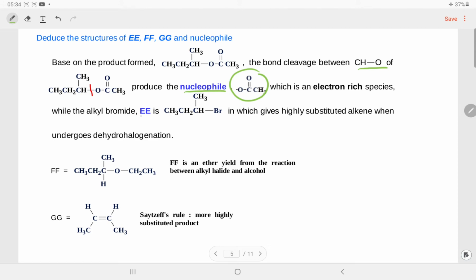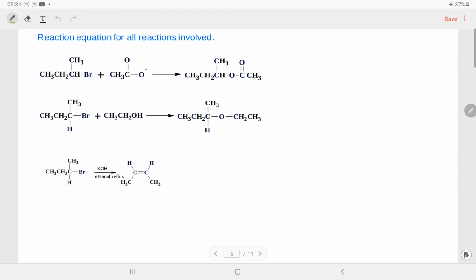and the alkyl bromide EE is this one, the alkyl bromide. So that is how you get your answer. And for all the reactions, you have 3 reactions involved: 1, 2, 3.